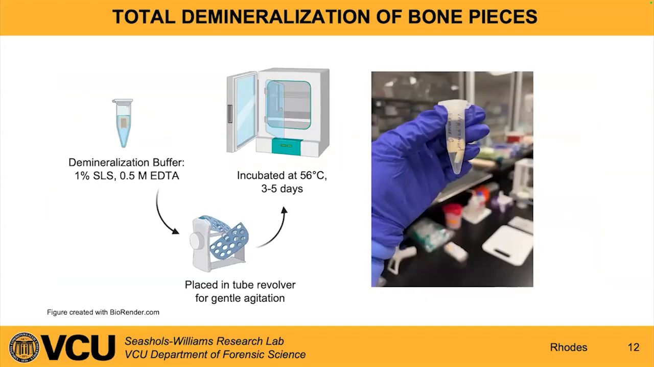For the total demineralization of the bone pieces, the samples were added to sterile 5 milliliter tubes with 4.5 milliliters of demineralization buffer. The tubes were then placed into a tube revolver, which was then housed inside of an incubator set at 56 degrees Celsius, and the samples were allowed to demineralize for 3 to 5 days, with the buffer changed every 24 hours.